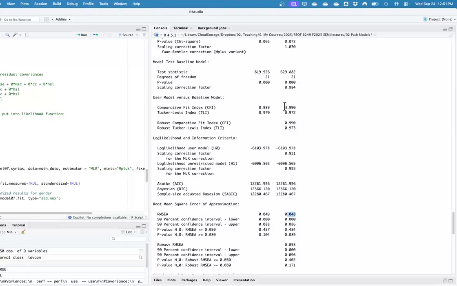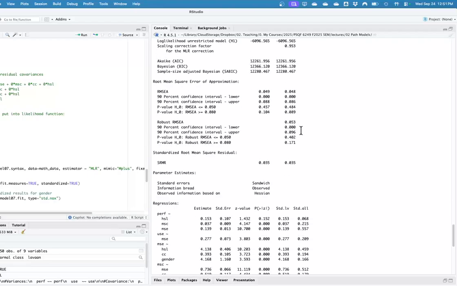Similarly, CFI is 0.990. That's a good number. You see that, you'll feel pretty pleased. I guess you'd say the robust version. And the robust Tucker-Lewis index is 0.973. That's another good number. So overall, if you got this, I think you'd say, very nice. Questions on any of this?